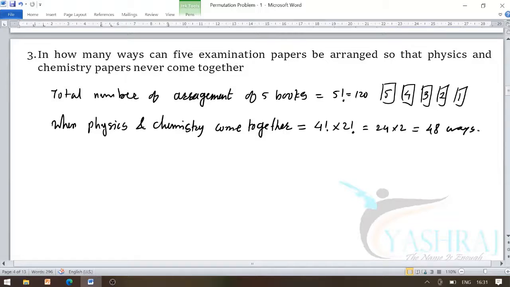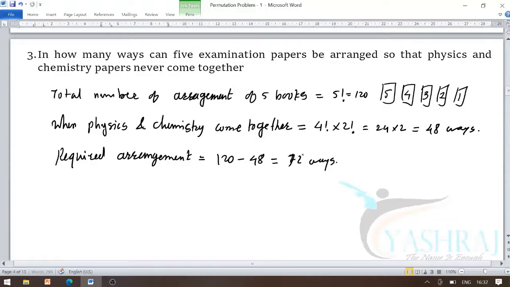Hence the required number of ways, that means physics and chemistry papers never come together. Papers or might be the books were there, it doesn't matter. So the required arrangement equals total ways, we have 120. Among them, physics and chemistry come together, we have 48. So subtract them, we get 72 ways.